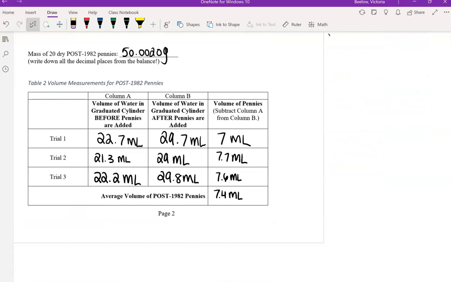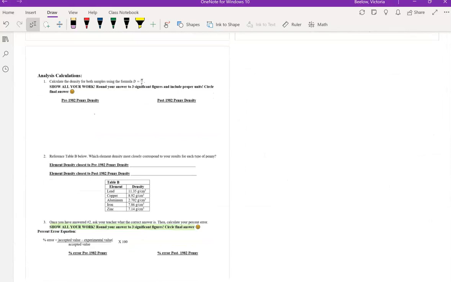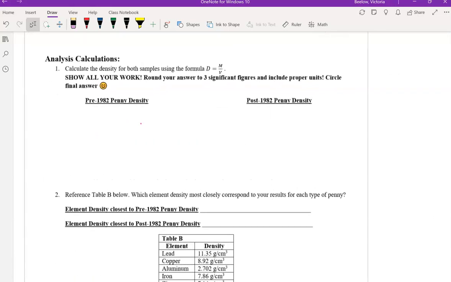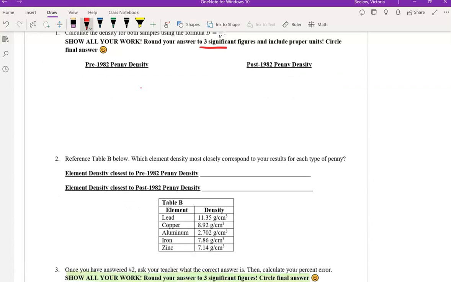And then this was the data for the pennies after the year 1982. Again, calculate the density using the average volume. So that is this part down here. Make sure to show all your work for pre and post pennies using the density equation, density equals mass divided by volume, and write your final answers using three significant figures. Circle your final answer and make sure your final answer has proper units.